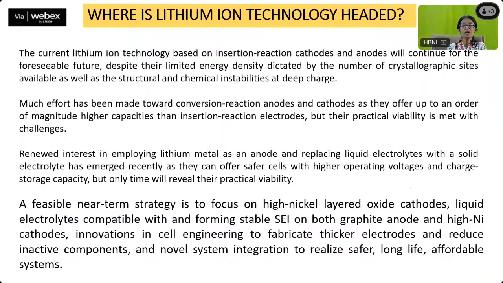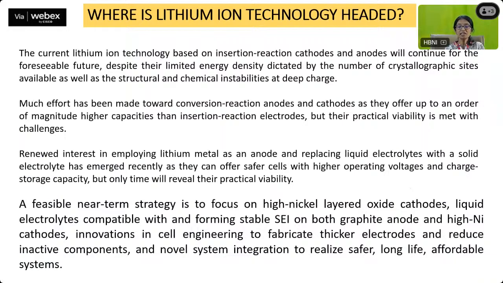So the current lithium-ion technology based on insertion reaction cathodes and anodes will continue for some time in the foreseeable future, despite their limited energy density dictated by the number of crystallographic sites available, as well as the structural and chemical instabilities at deep charge. So much effort is being made towards conversion reaction anodes and cathodes, as they offer up to an order of magnitude higher capacities than insertion reaction electrodes, but their practical viability is met with many challenges.